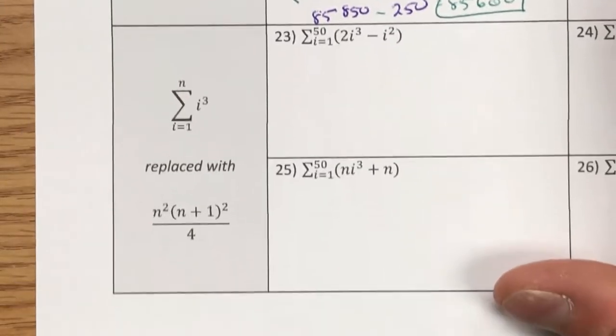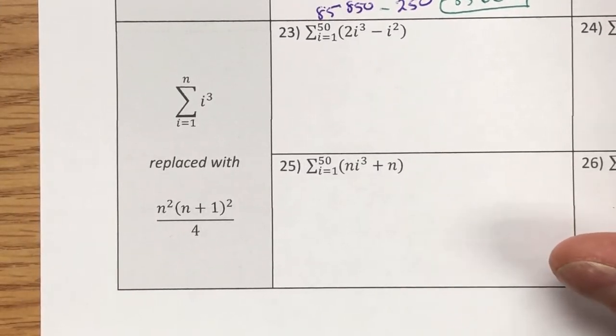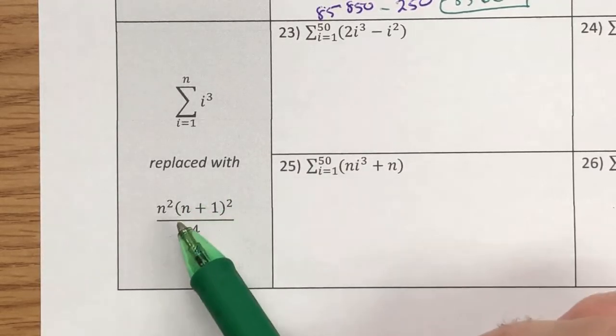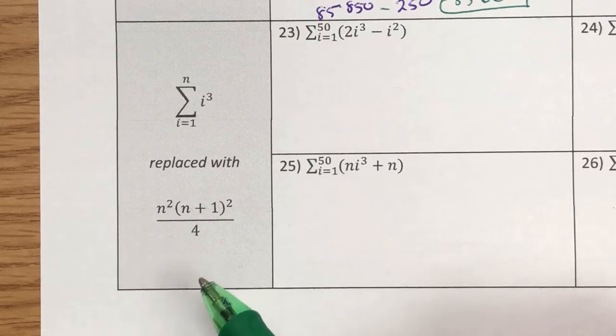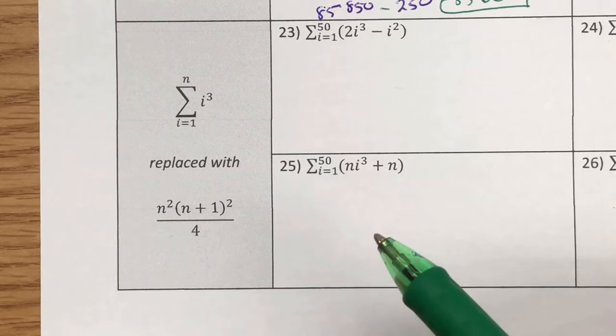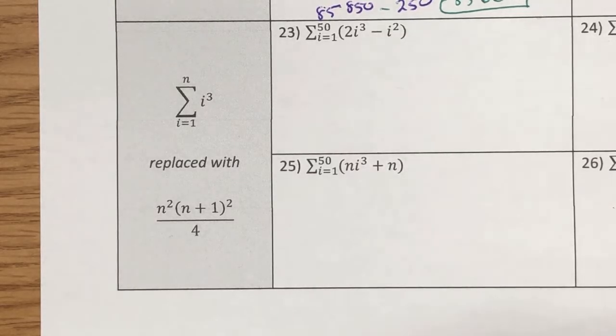And so again, the last little tidbit, the last little shortcut is going to be with an i cubed. This process works exactly the same, except i cubed is going to be n squared times n plus 1 squared all over 4. So without further ado, why don't you try numbers 23 and 25. Unpause the video, see how well you did.